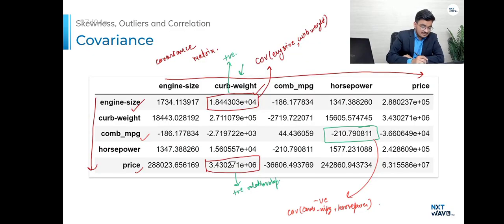Because heavier cars will have a better engine as well, right? A better engine will have good horsepower as well, right? And hence, since we are getting an expensive engine, the price will also go up. Hence, there is a positive relationship here.